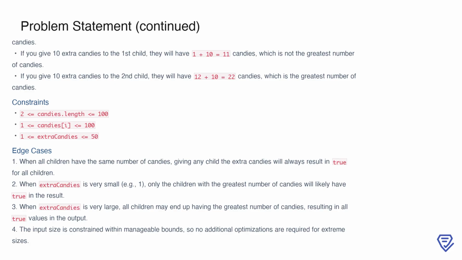Now, let's discuss the constraints and edge cases. The constraints specify that the number of children will be between 2 and 100, and each child can have between 1 and 100 candies. The extra candies value ranges from 1 to 50. For edge cases, if all children have the same number of candies, giving any child the extra candies will always result in true. If extra candies is very small, only the children with the most candies will likely end up with true. Conversely, if extra candies is large, all children may have the greatest number of candies, resulting in all true values. The problem size is small enough that no advanced optimizations are needed for performance.